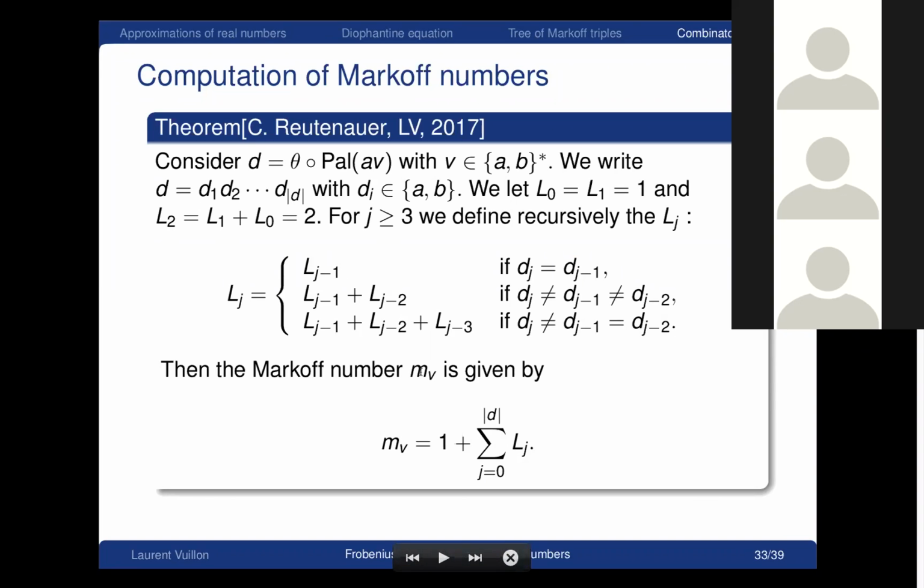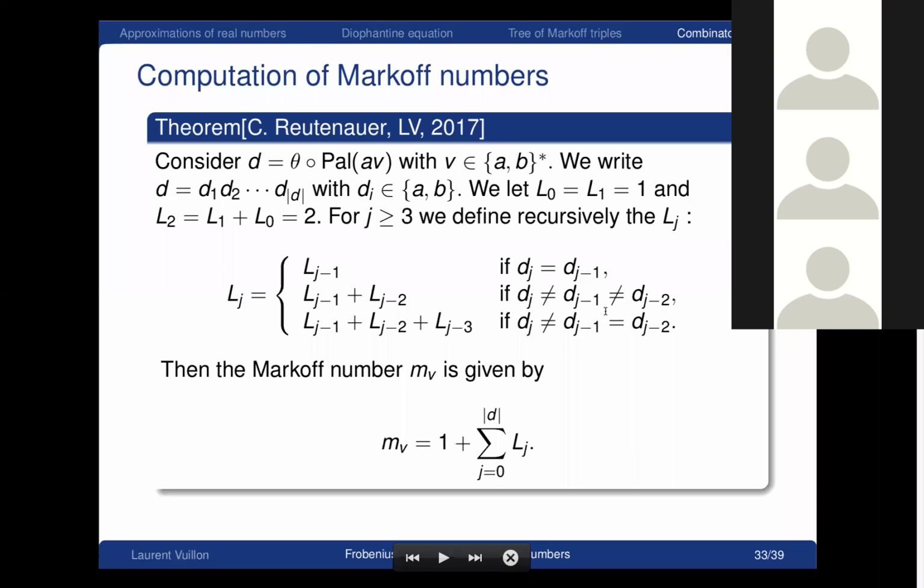Okay, so let's try. In fact, we have this nice recursive formulation. Your Markov numbers will be the sum of the l_j here, from j equals 0 to the length of your directed word. So the directed word is d_1, d_2, up to d_n, the length of the directed word. So if you want to compute l_j from the previous value, either d_j equals d_{j-1}. If in the directed word you have exactly the same letter, then the value l_j is equal to l_{j-1}. Okay.